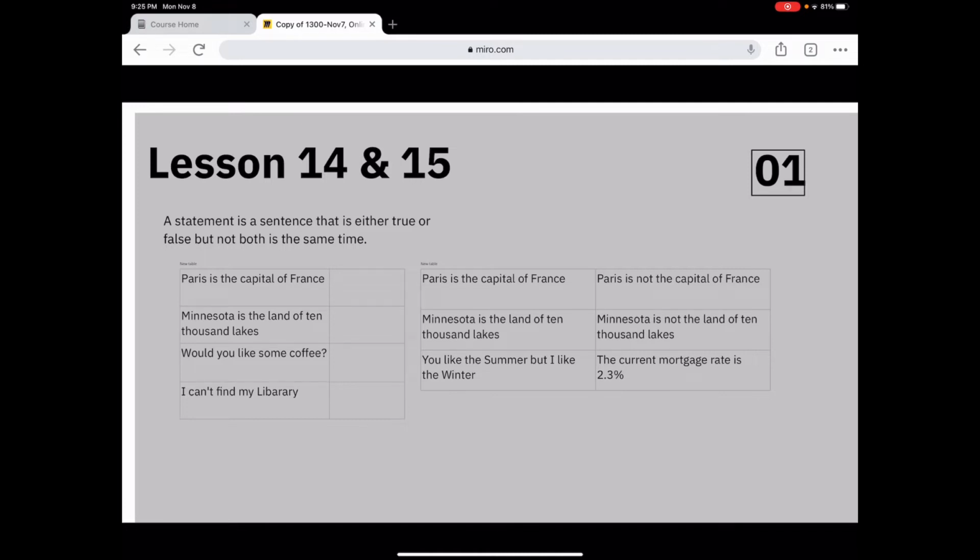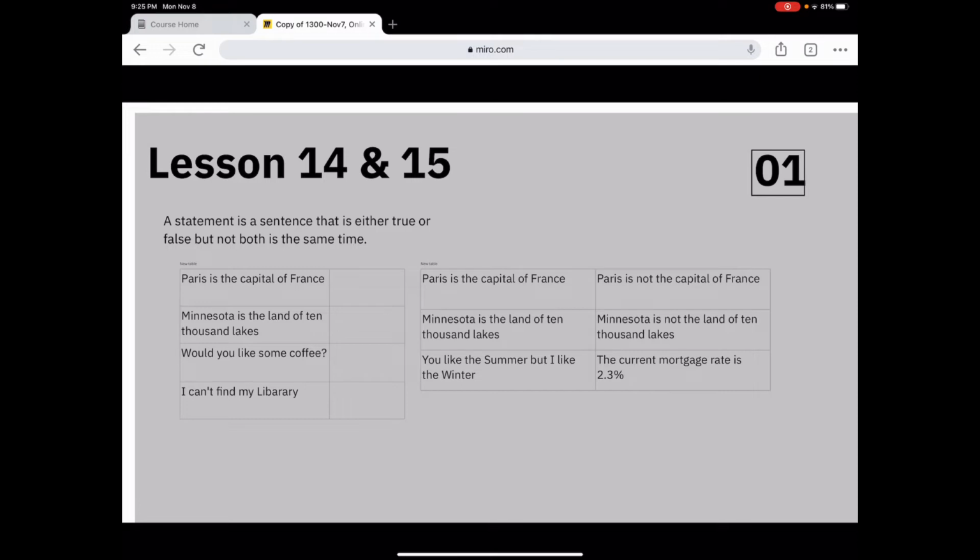So let's look at the example here. Paris is the capital of France. It is a statement, right? So I say yes, and you will have an exercise to do on the other examples. And Minnesota is a land of 10,000 lakes. That's for sure. It's a beautiful state. That's why I've lived here for many, many years. So Minnesota is the land of 10,000 lakes. It is a true statement.